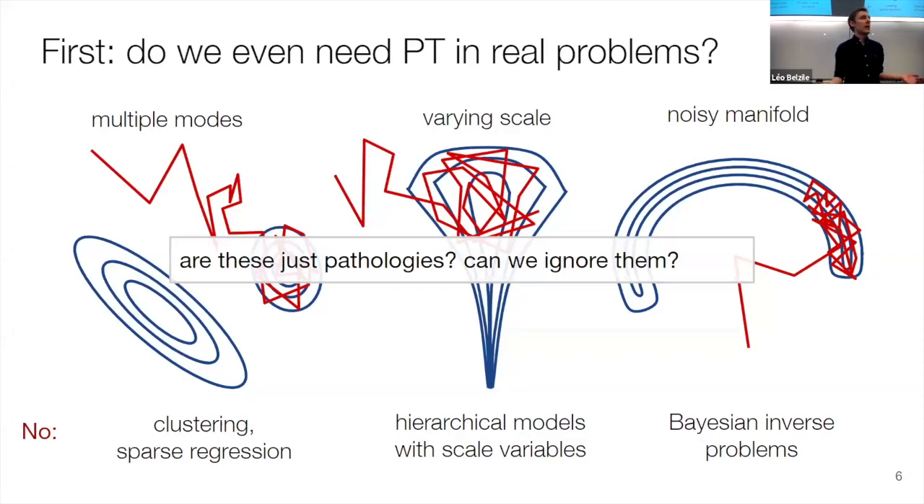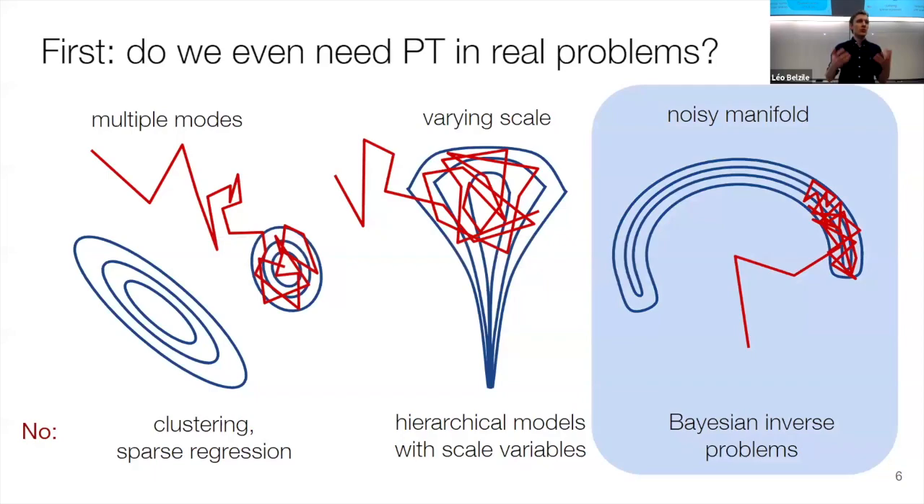For example, multimodality shows up, both trivial and non-trivial forms of multimodality show up in clustering and sparse regression. Varying scale problems show up all the time when you use sparsity-inducing priors with scale variables, for example, and hierarchical models for that matter. The case that motivated me most recently are Bayesian inference problems that involve inference regarding things that are unknown about a differential equation of interest. Oftentimes, in those cases, you end up with this sort of noisy manifold structure.